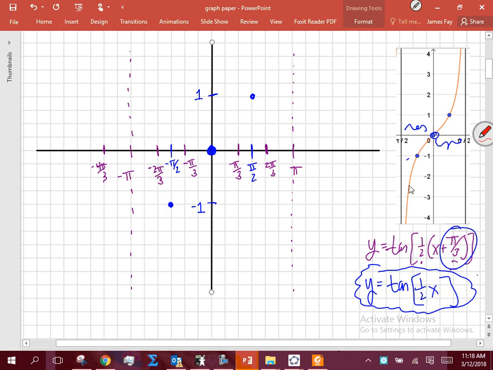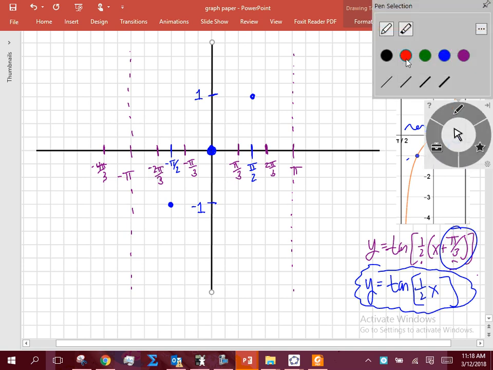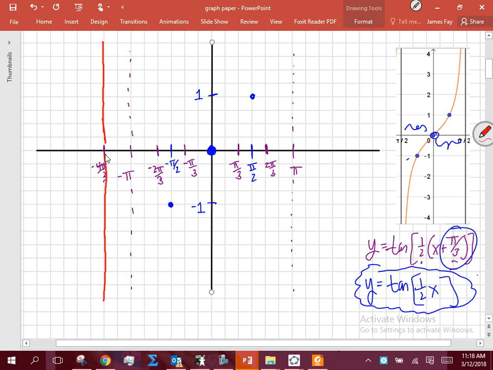But what I'm going to do first is move my asymptotes. I think that's the easiest thing to do. So this asymptote here, I'll make it solid now, is going to move to the left pi over 3 units. So it becomes that asymptote. And this purple one here is going to move over to there. Is that all right with everybody? So we now have those asymptotes.